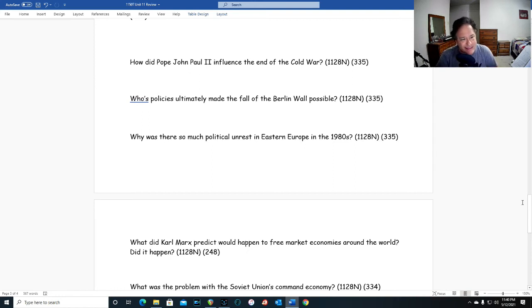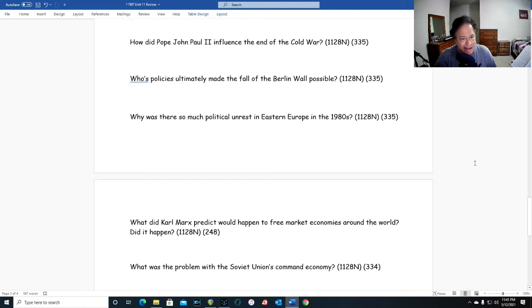So whose policies ultimately made the fall of the Berlin Wall possible? And that was Mikhail Gorbachev with his policies of not only glasnost, not only perestroika, but also the basic policy of refusing to use violence to suppress people like Walesa and his labor union Solidarity. And so why was there so much political unrest in Eastern Europe in the 1980s?